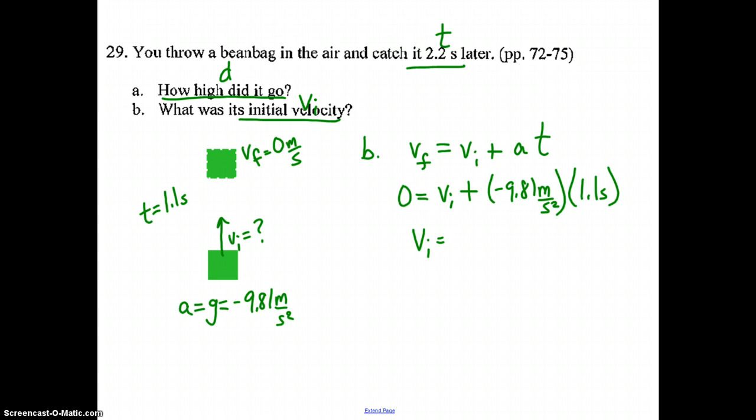We go ahead and we solve for VI. Pause if you need a moment to run your calculation. And to 2 digits, we get an answer that is positive 11 meters per second. This answer is consistent with our diagram and what's happening here. We should have gotten a positive answer because that beanbag is being thrown upward against the force of gravity. Now we'll go ahead and calculate the answer to A.